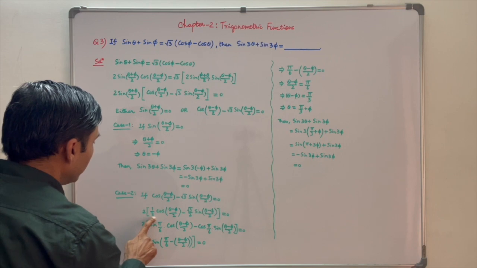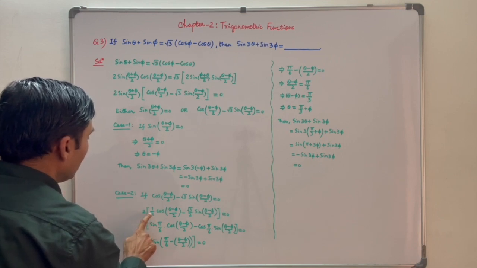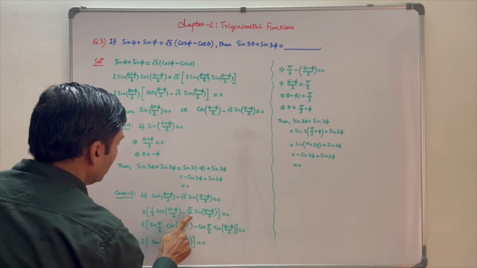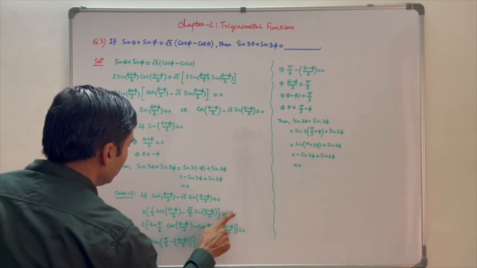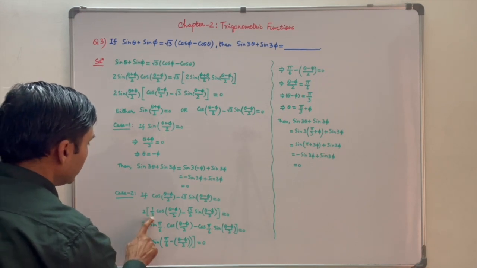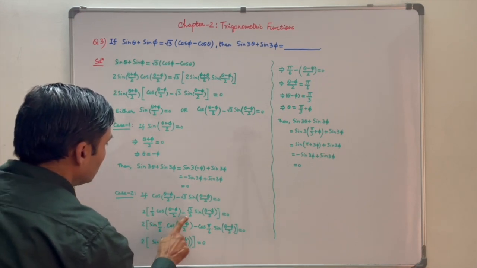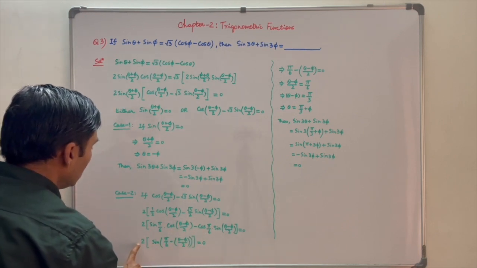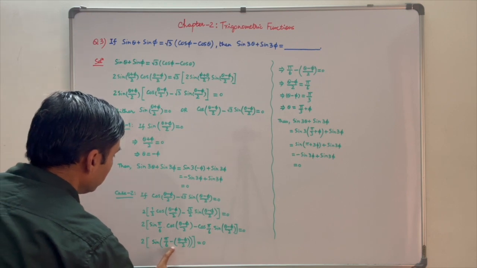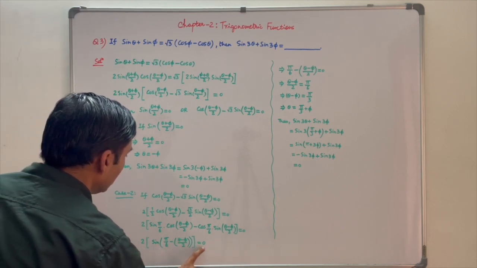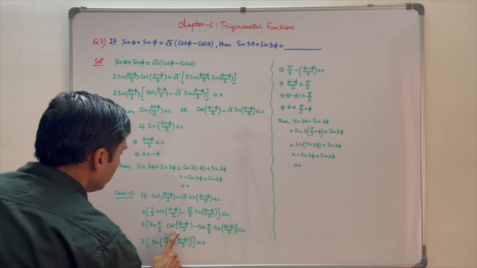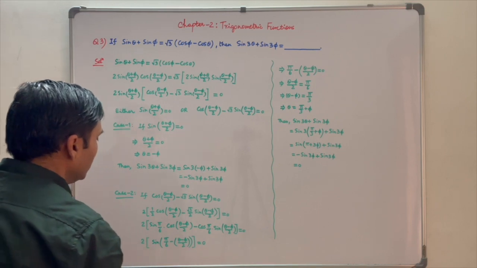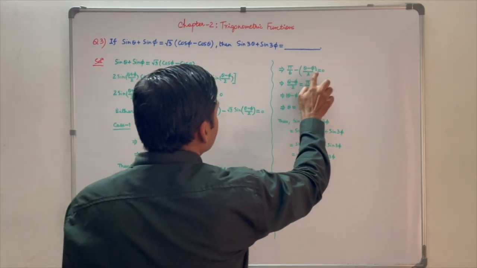Multiply and divide by 2. So it comes out to be 2 into (1 by 2 cos (theta minus phi) by 2 minus root 3 by 2 sin (theta minus phi) by 2) is equal to 0. 1 by 2 can be written as sin 30 degree. Root 3 by 2 can be written as cos 30 degree. So we can write this as 2 into sin (pi by 6 minus (theta minus phi) by 2) is equal to 0, as sin A cos B minus cos A sin B is equal to sin (A minus B).